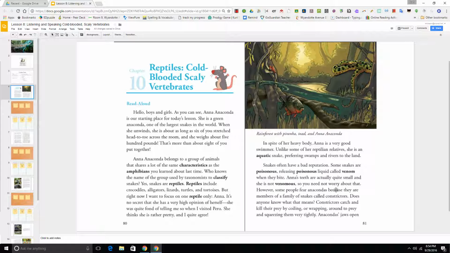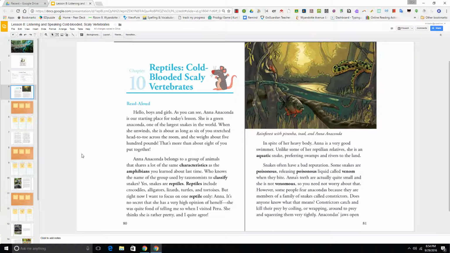I'm going to be reading this text that you see right in front of you. Here I go. Hello, boys and girls. As you can see, Anna Anaconda is our starting place for today's lesson. She is a green anaconda, one of the largest snakes in the world. When she unwinds, she is about as long as 6 of you stretched head to toe across the room. And she weighs about 500 pounds. That's more than about 8 of you put together.